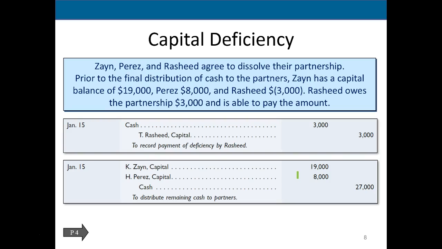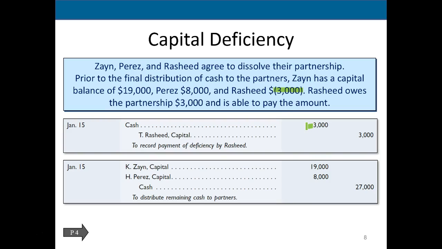That may not happen, because when we're liquidating, things may not go as smoothly as we hope, but that's the hope. So Zain, Perez, and Rashid agreed to dissolve their partnership. Prior to the final distribution of the cash, Zain has a capital balance of 19, Perez 8, and Rashid has a negative 3. So Rashid owes the partnership the $3,000 and is able to pay. So hopefully Rashid goes, yes, I over-withdrew and we're dissolving the partnership, but it's my responsibility to put that $3,000 back in, and then you distribute it as it should be. If that happens, then Rashid will give the $3,000 to the partnership.